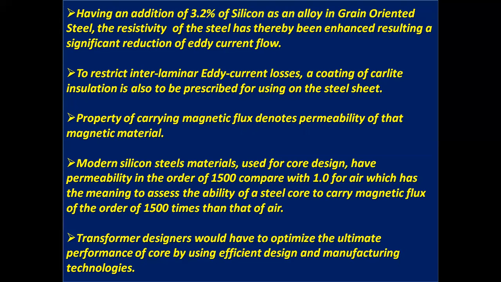The property of carrying magnetic flux denotes the permeability of that magnetic material. Modern silicon steel materials used for core design have permeability in the order of 1500, compared with one for air, which means the steel core has the ability to carry magnetic flux of the order of 1500 times that of air.